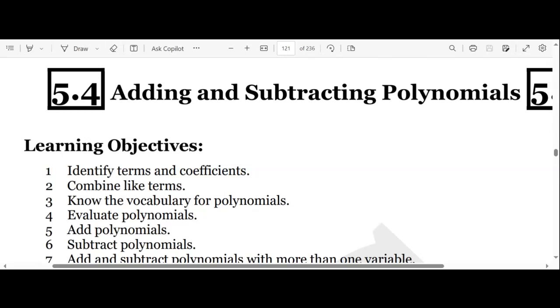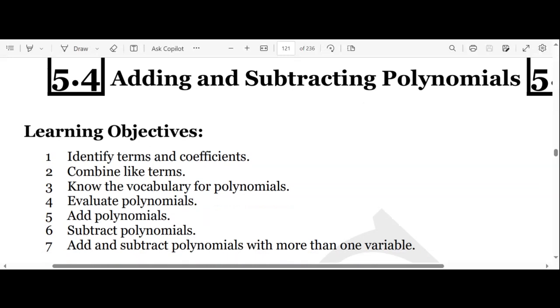Number 4, evaluate polynomials. 5, add polynomials. 6, subtract polynomials. Number 7, add and subtract polynomials with more than one variable.